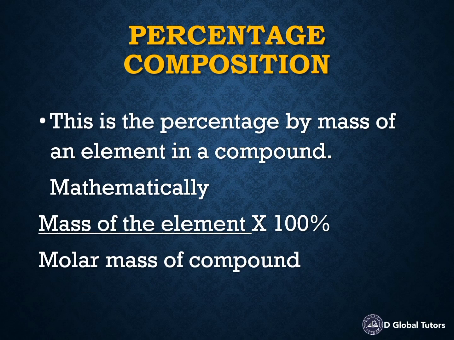Now, let's talk about percentage composition. Percentage composition is the percentage by mass of an element in a compound. Meaning, every element has its percentage in the compound. But how do we calculate it mathematically? We take the mass of the element over the molar mass of the compound and we multiply it by 100%. I'll use an example to prove this formula to you.